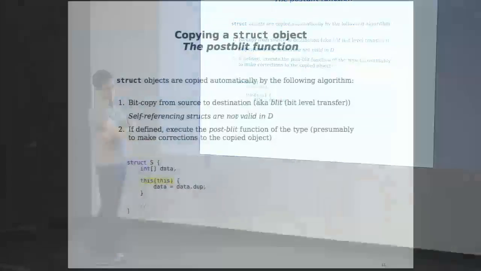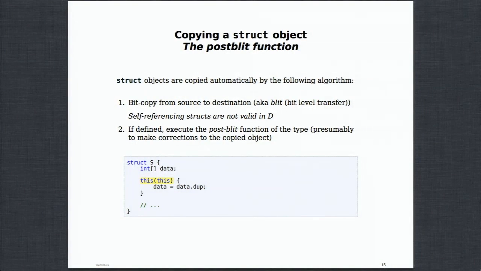Okay, this is how a struct object gets copied by the D language. Two-step process. And this is one difference from C++. There is no copy construction involved. D goes ahead and takes the bit structure, all of the bits of the source, and copies them on top of the destination, onto the raw memory. And obviously, this act makes self-referencing structs invalid objects in D. No object should have a pointer to itself. Otherwise, if you move it, the pointer is still pointing to the original location.